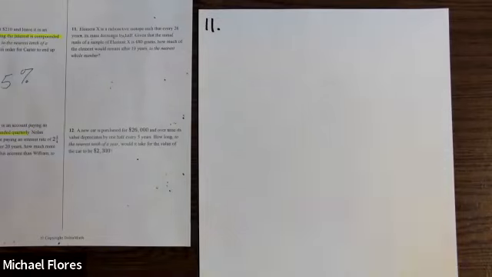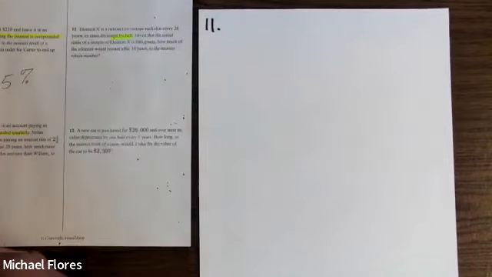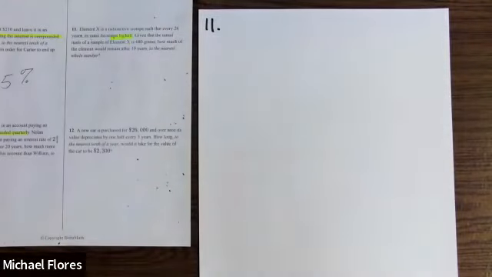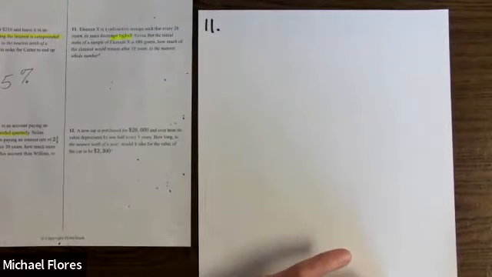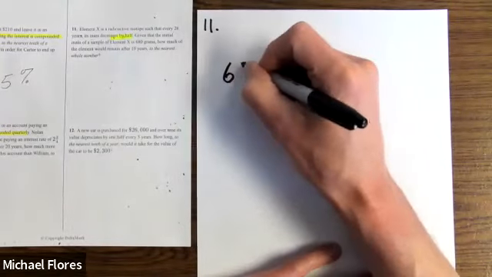Okay, question 11, element X. Whoa, they're still being incredibly vague. Whatever. Element X is a radioactive isotope such that every 26 years, its mass decreases by half. Ooh, there's a key word. Half-life. Given that the initial mass of a sampled element X is 680 grams, how much of the element would remain after 19 years to the nearest whole number? So let's start with the initial amount of element X.